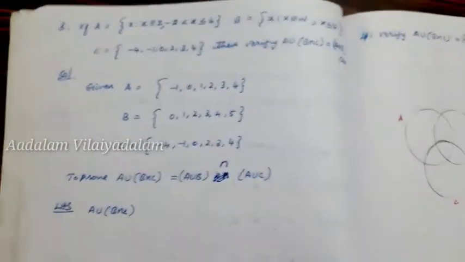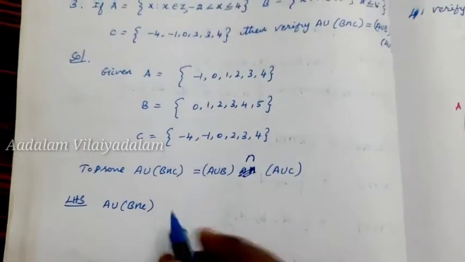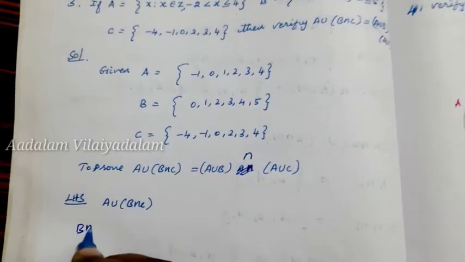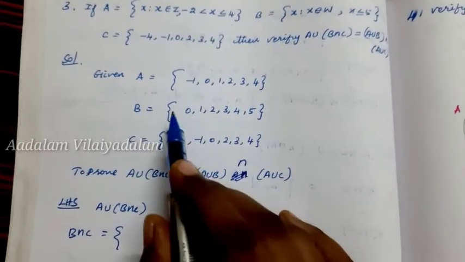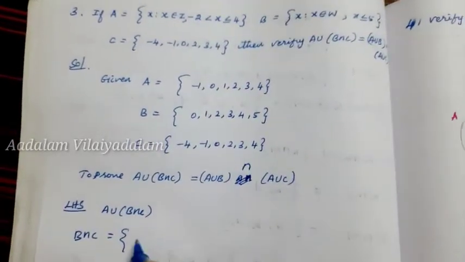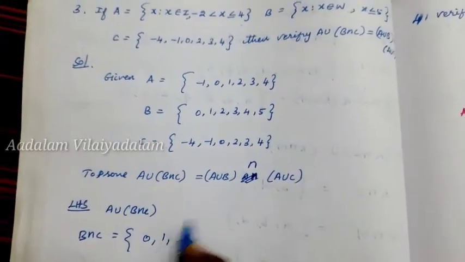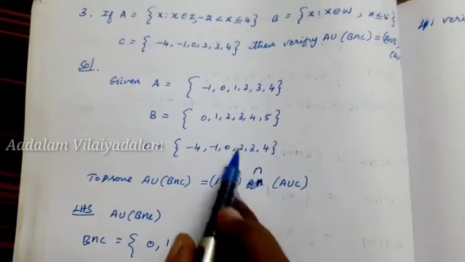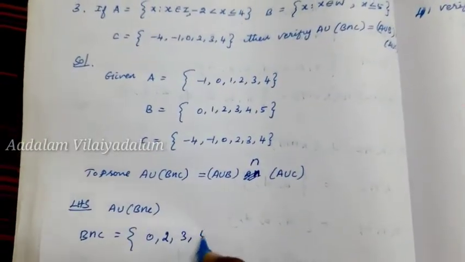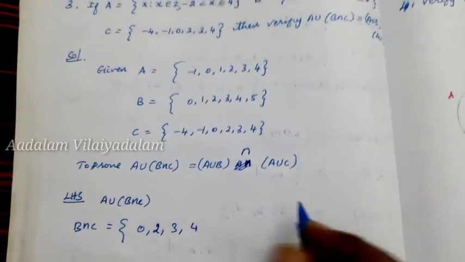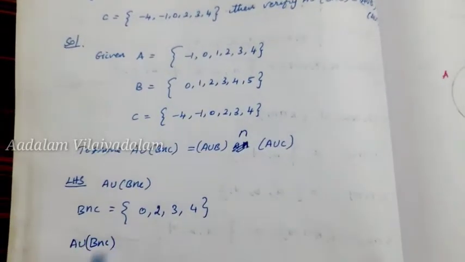So let's start from the left hand side, that is A union B intersection C, and let's find B intersection C, that is find the common elements between B and C. Now common elements are 0, 1 is not common, 2 is common. Okay, so 0, 2, 3, 4. These elements are common.